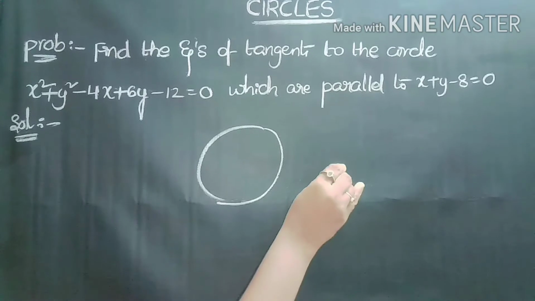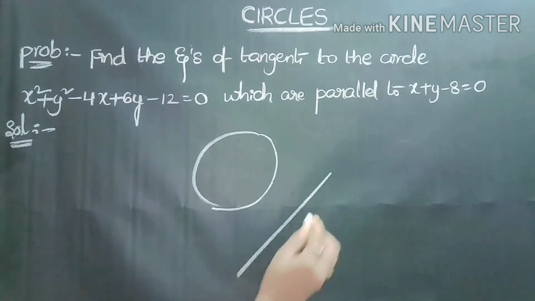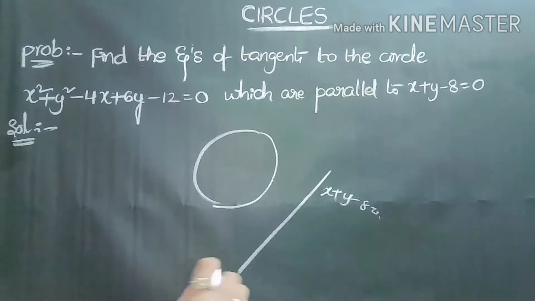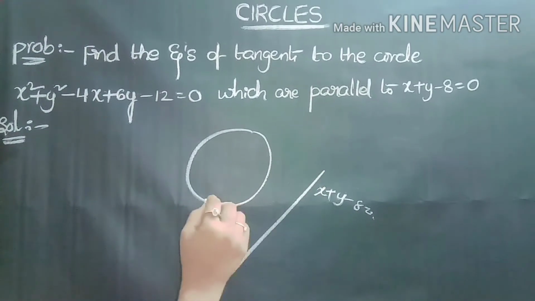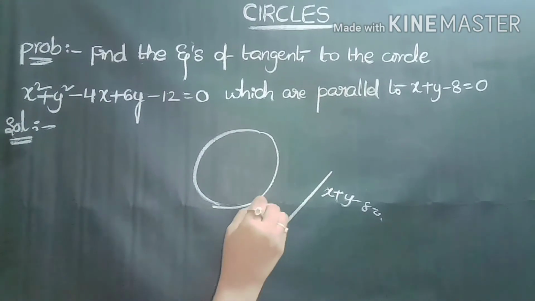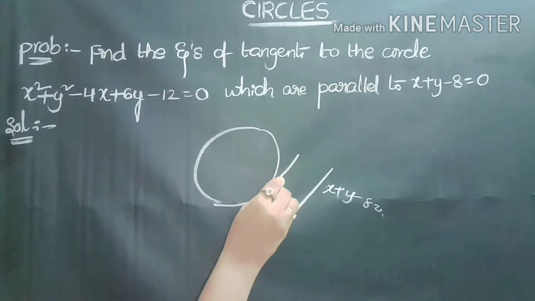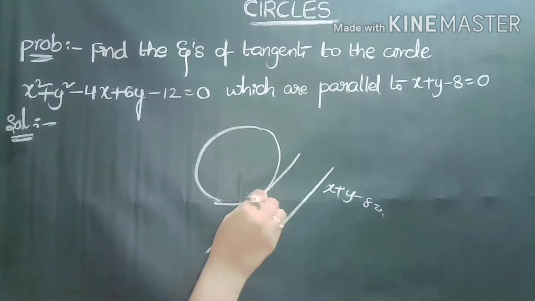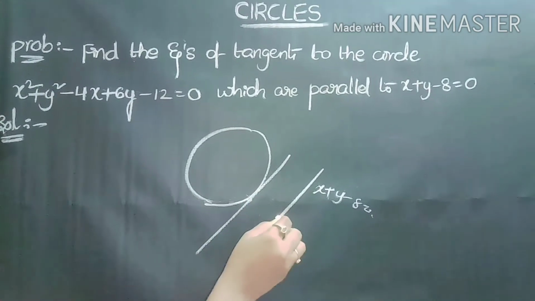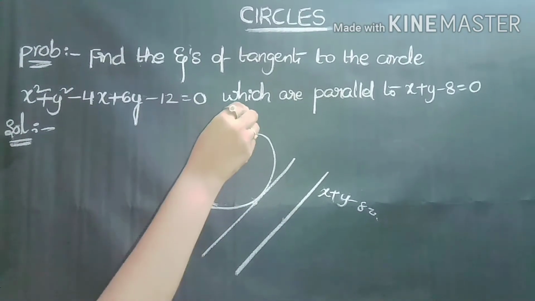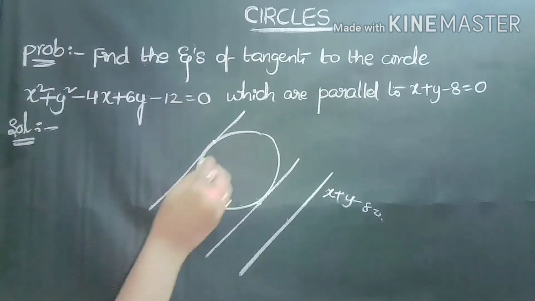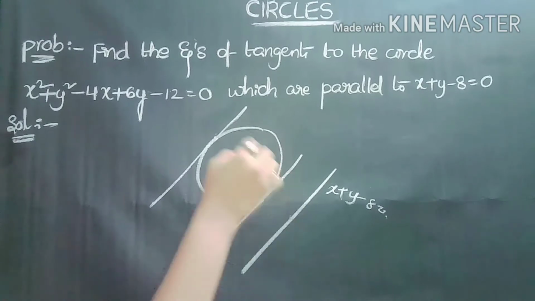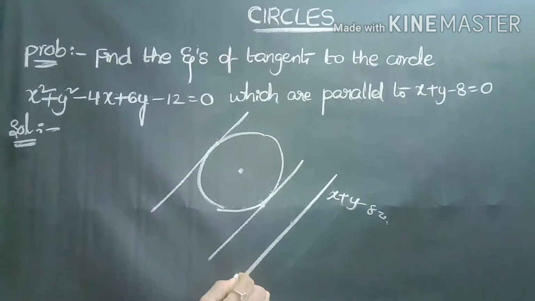For example, this is the line x plus y minus 8 equal to 0. This is the given line. Now we want to find the line which is parallel to this one, and at the same time is the tangent to the given circle. So I am drawing one line which is the tangent to the given circle and at the same time parallel to the given line. Similarly here also I am drawing one line. These two lines are the tangents to the given circle, and at the same time these two lines are parallel to the given line.